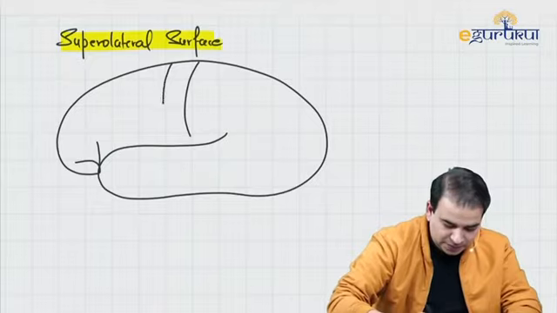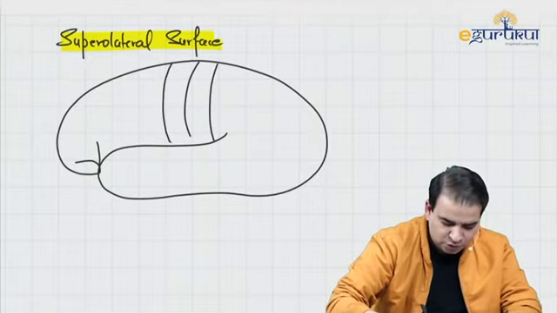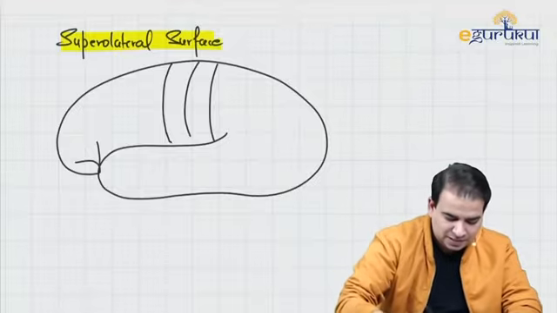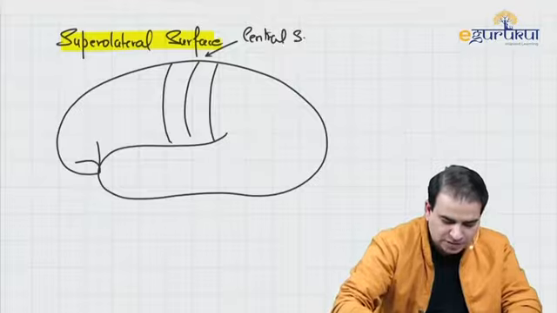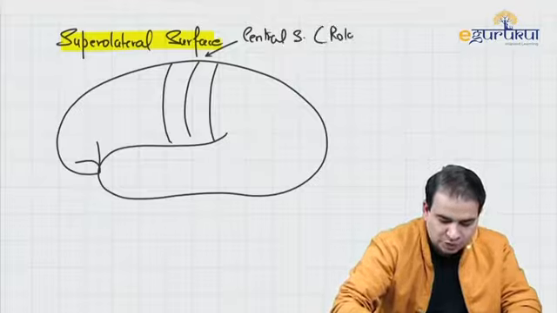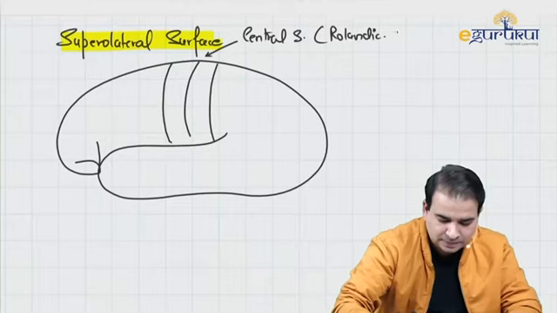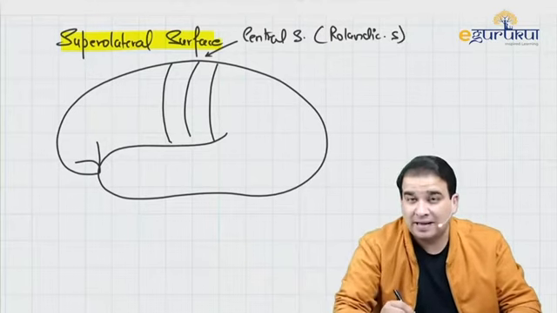This here is the pre-central gyrus. This is the post-central gyrus. I'm sure you all know that, pre and post-central gyrus. Let me mark this, only this one, the central sulcus. This is called the central sulcus, also called the Rolandic sulcus. Central or Rolandic sulcus.